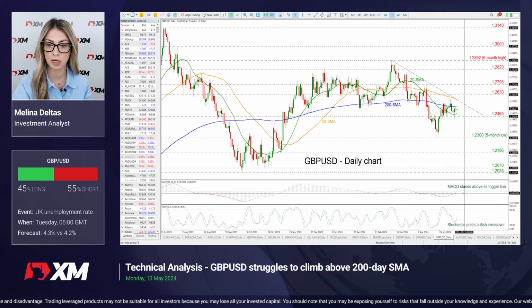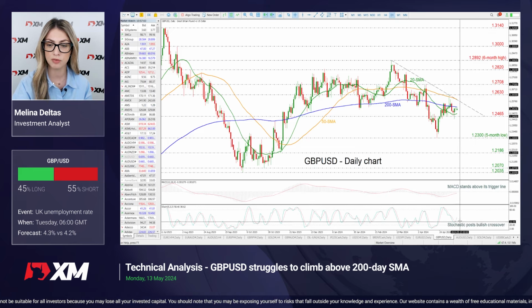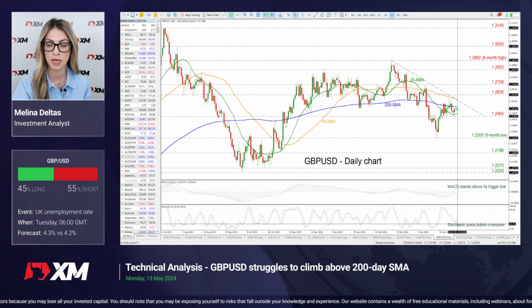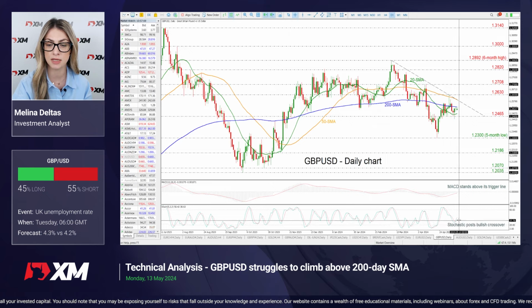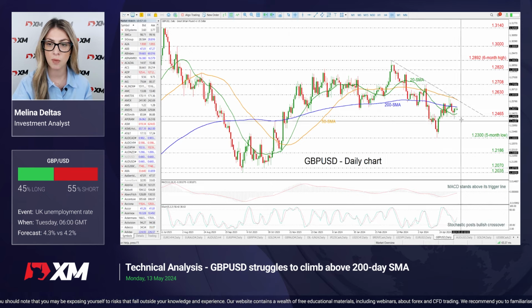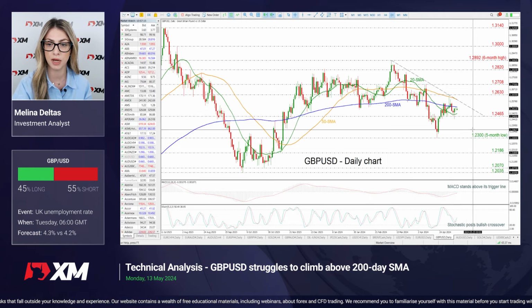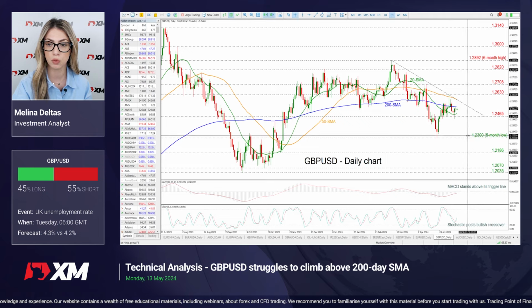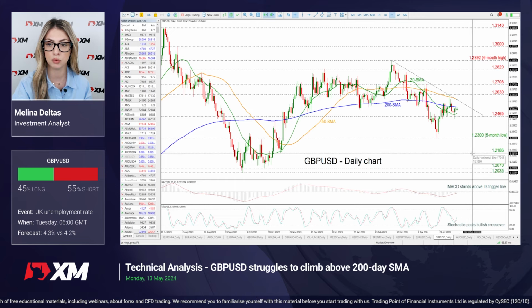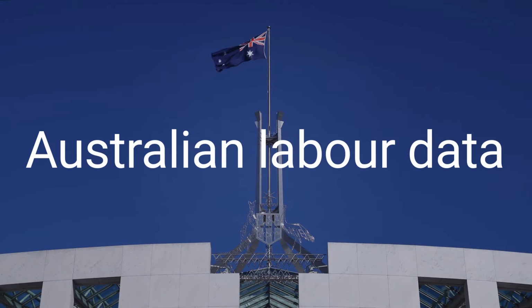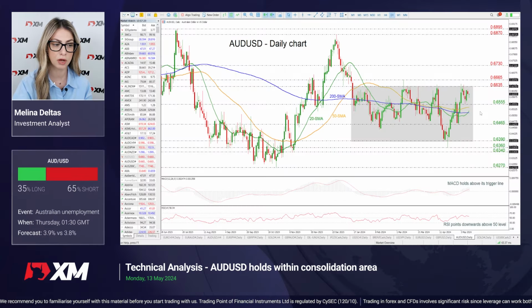The MACD is holding above its trigger line but beneath its zero level, while the stochastic, after the bullish crossover within its percentage K and percentage D lines, is ticking higher. Now alternatively, if there is a break beneath the 1.2465, then the price it may move towards the 5-month trough of 1.23 before testing the 1.2186.